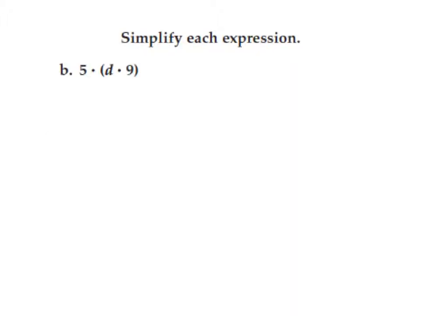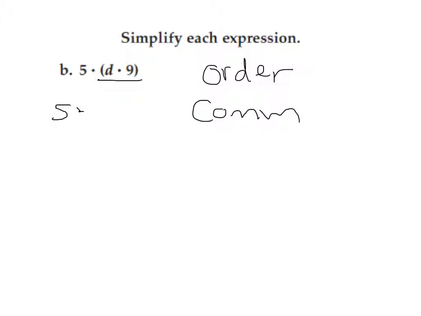Same directions in this slide. We've got to simplify the expression that you see in problem B. 5 times the product of d and 9. Well, I noticed that inside the parentheses, according to PEMDAS, I can't really do d times 9 right now, because d is a variable. If I switch the order of multiplication, I might be able to do something. And when I switch order, it's a commutative property. So you'll see that I'll just switch the order. I'll have 5 times 9 times d.